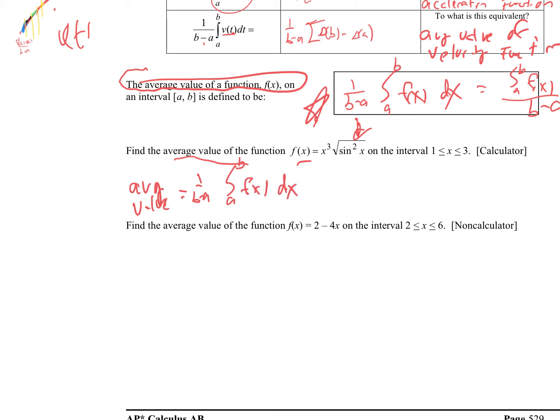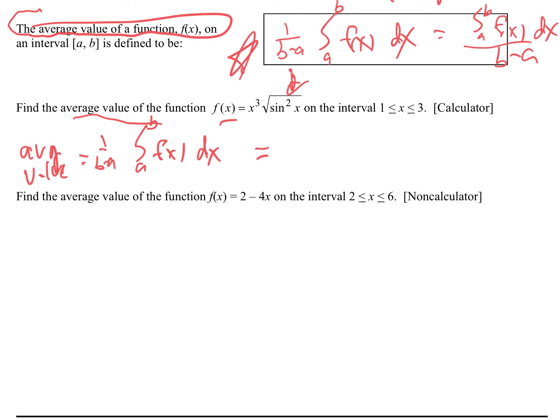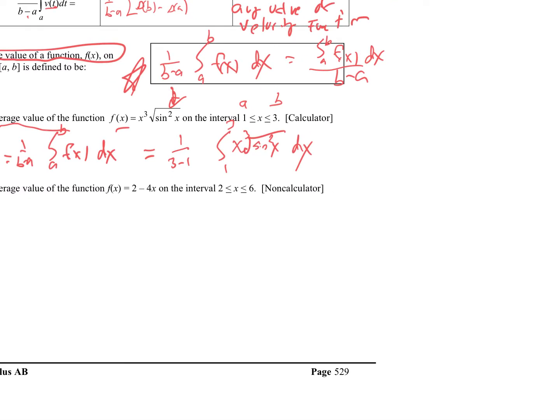So setting it up, I'm going to write 1 over, and this would be my a and this would be my b. We go from left to right. So I'm going to put 3 minus 1, integral from 1 to 3 of x cubed square root of sine squared x dx. Now, again, this is not an integral that you can do by hand. So you're going to have to use your calculator to get the average value.